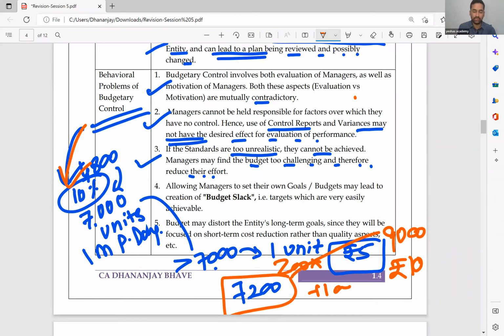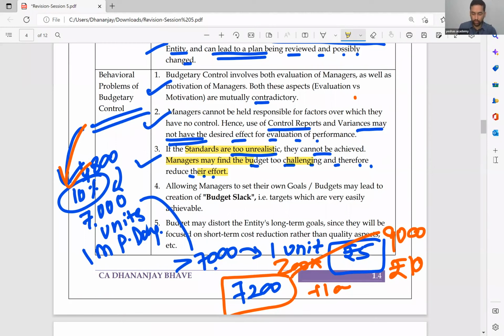A lot of the targets or the budgets fail because the standards are so unrealistic, and managers, because they find it too challenging, will reduce their effort because they know how much ever I do, I can't achieve this number. Why even put in extra work?